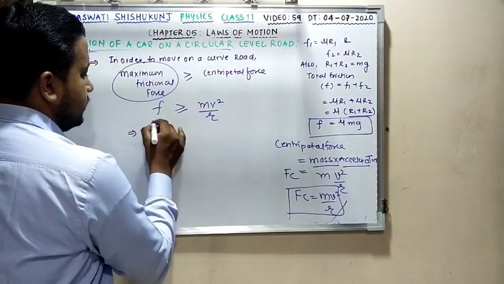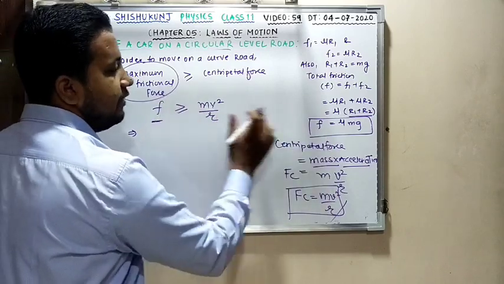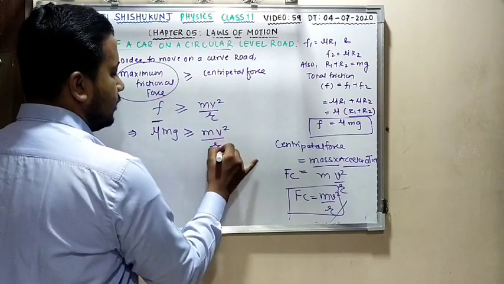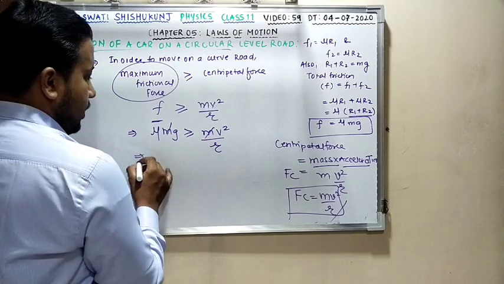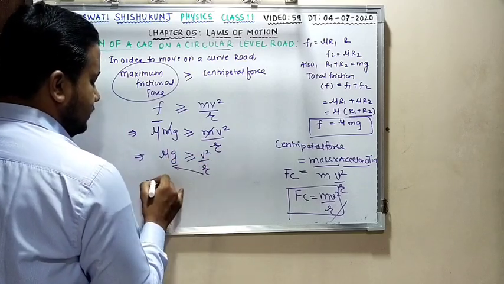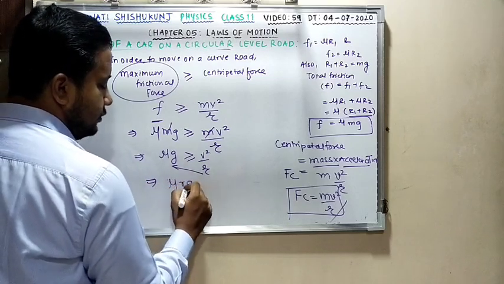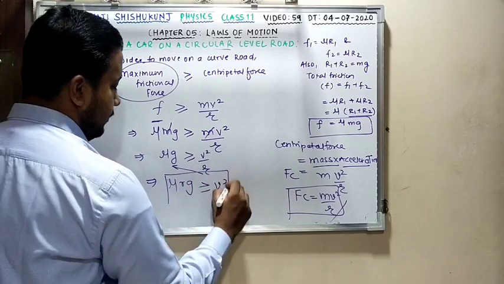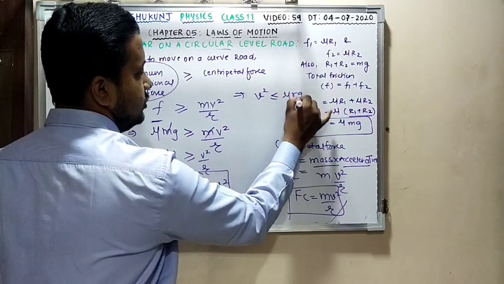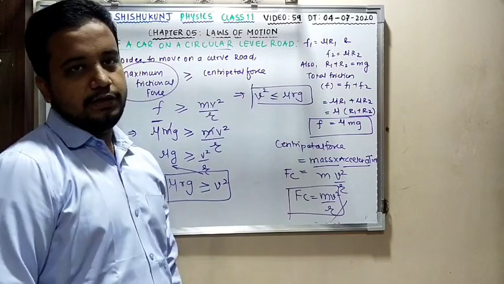So my frictional force F is greater than mv square upon r. Here F is mu mg, so mu mg is greater than or equal to mv square upon r. The m cancels, so I get mu g greater than or equal to v square by r. Sending r to the other side, I get mu rg greater than or equal to v square. One thing I can conclude here is that v square is less than or equal to mu rg.